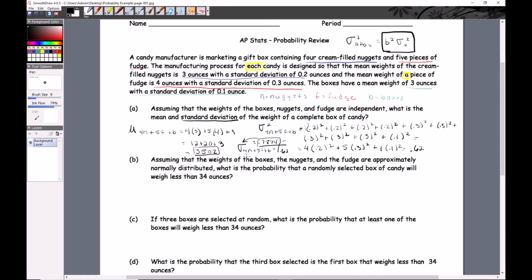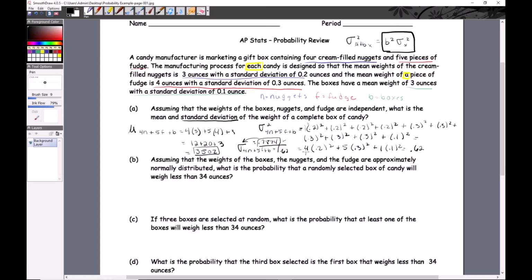Most people that mess this problem up don't get this right. They put a square on here and a square on here and a square on here, thinking that they're being consistent with this. But again, you've got 4 of these separate pieces of cream-filled nuggets, and each one has a 1 squared in front of it. And so really that 1 squared just kind of goes away. So you have just this times 4.